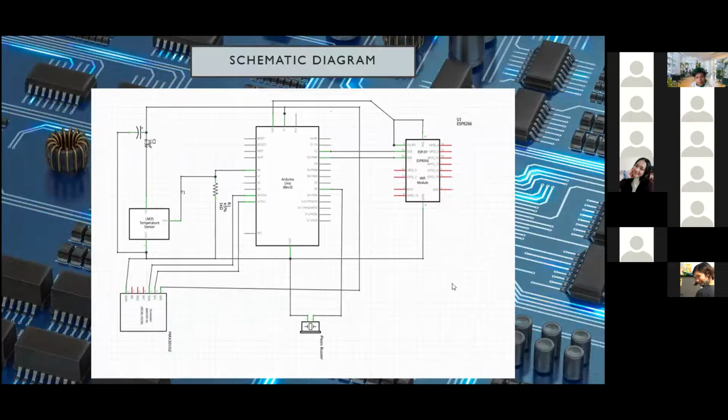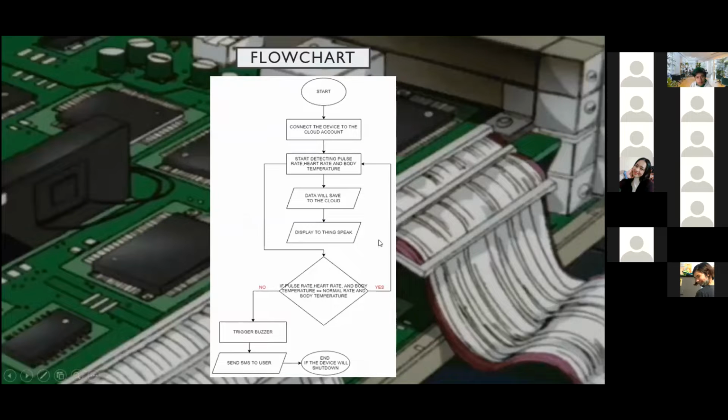So moving on to the next slide, we have the flowchart of our project. As you can see, the first process symbol is connect the device to the cloud account. And next is start detecting pulse rate and body temperature. The data will be stored to the cloud and it will be displayed to the ThingSpeak.